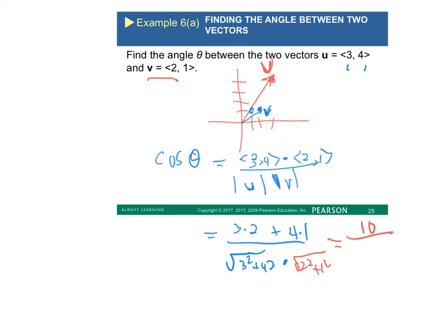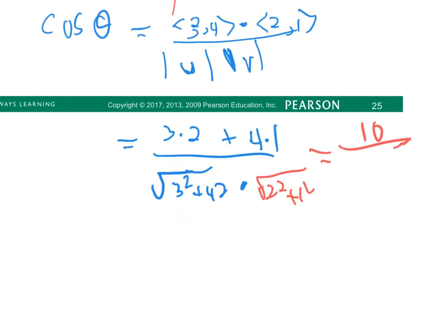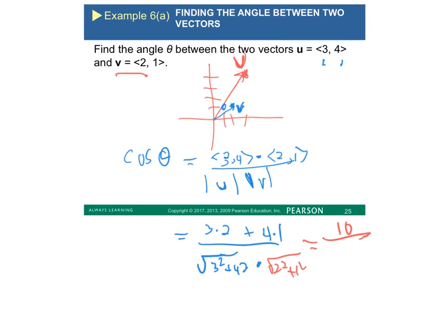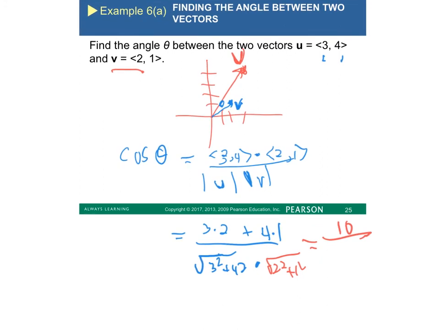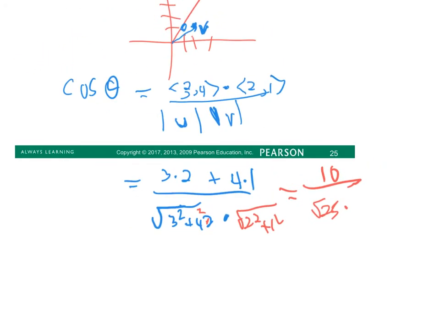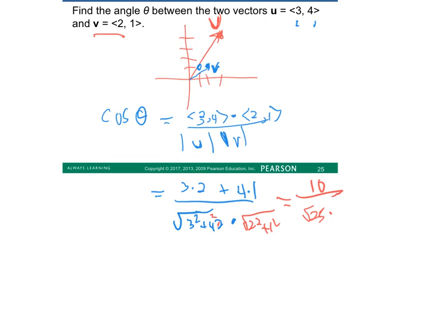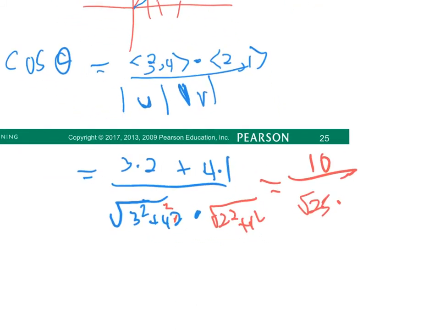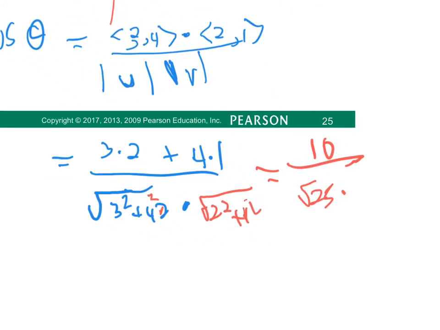That's 10. 10 over, and this is, did I write it right? It was supposed to be 3 squared plus 4 squared, yeah. Why did I put a 2 there? It was a 3. 9 plus 16 is 25, square root of 25, times. And this one here is 4 plus 16, isn't it? No, it's a 1 squared. Can't read my handwriting. That was a 2 and a 1. So that's 4 plus 1, the square root of 5.